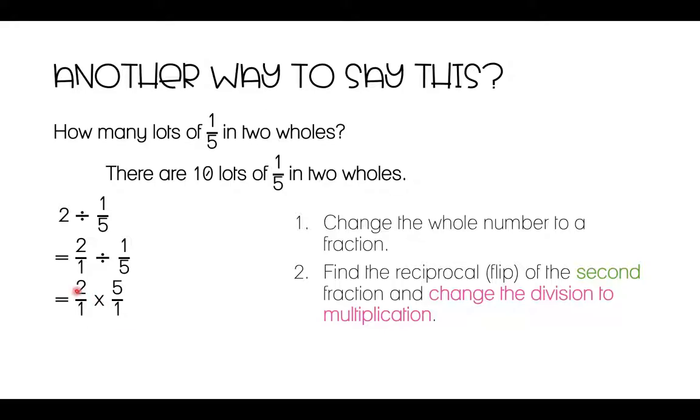The first thing you would do would be looking for cancelling, which in this case we don't have any because we've got the number 1s at the bottom. And then what we would do is multiply our numerators and then our denominators. So 2 times 5 gives us 10, and 1 times 1 gives us 1. And so of course we say this at the end as being the number 10 because we're simplifying it down. In this case we're saying how many 1s go into 10, which is 10 wholes.